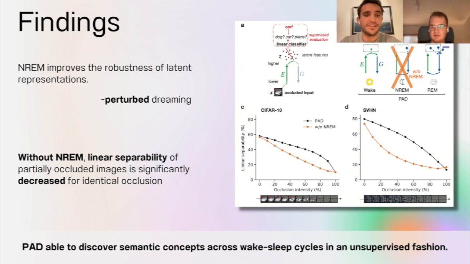As we have seen, non-REM is there to make the latent representations, the memories, robust. So what they did with the model, they excluded the non-REM phase. And you can see here that they took the occluded pictures from 0% occlusion to 100%, and they compared the two models, one without non-REM and one with. You can see how much worse the model without non-REM is at linear separability, and this is for both data sets.